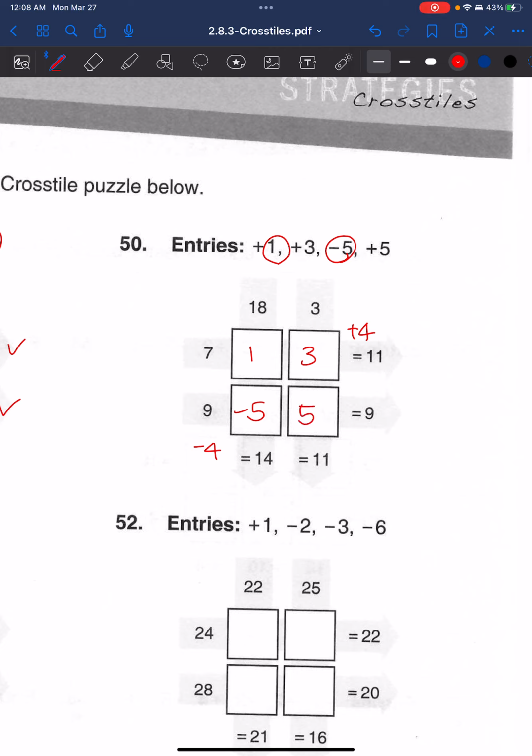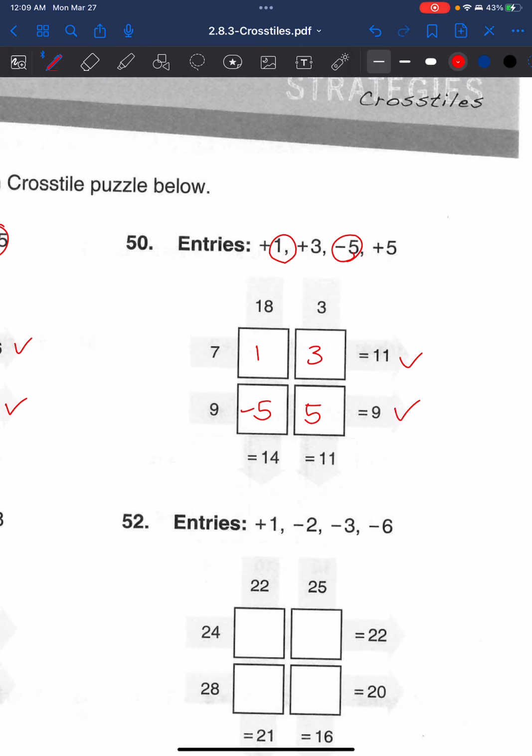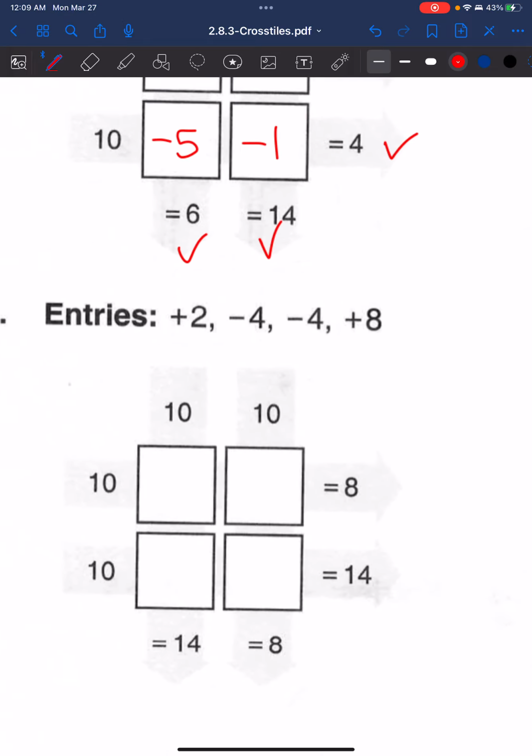So again, we'll do a check to make sure that everything works out. 1 plus 3 is 4, and 7 plus 4 is 11. So this row works. Negative 5 plus 5 is 0, and so 9 plus 0 is just itself, 9. This row also works. We'll look at the columns now. 1 plus negative 5 is negative 4, and so 18 minus 4 is 14. And 3 plus 5 is 8, and 3 plus 8 is 11. Now we have solved the crosstile puzzle successfully.